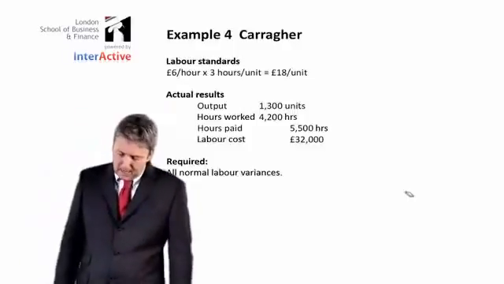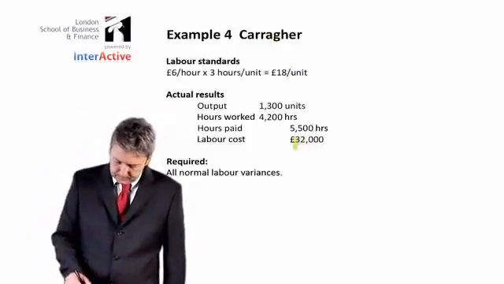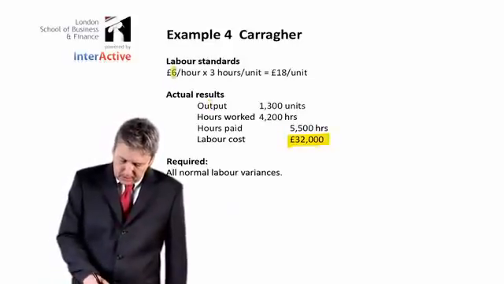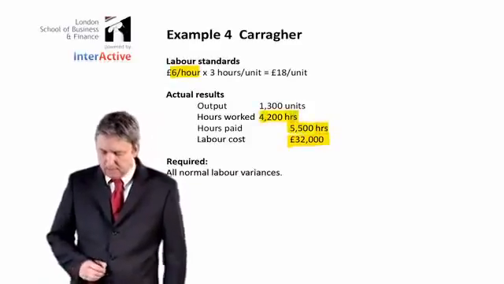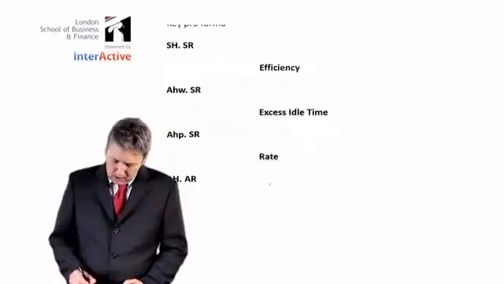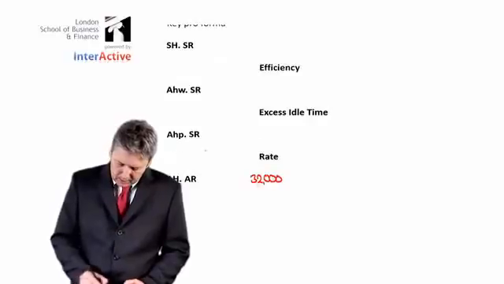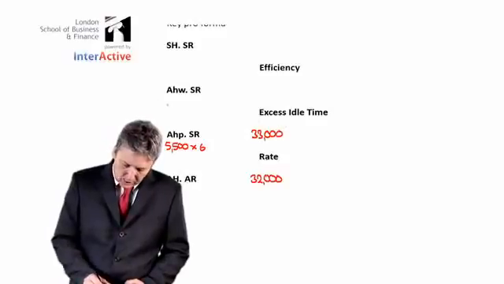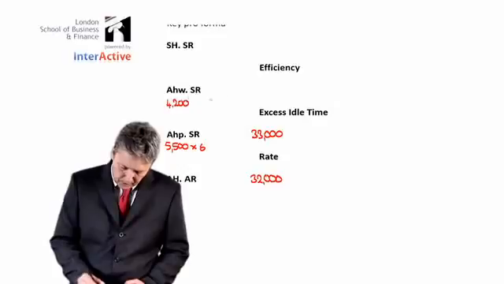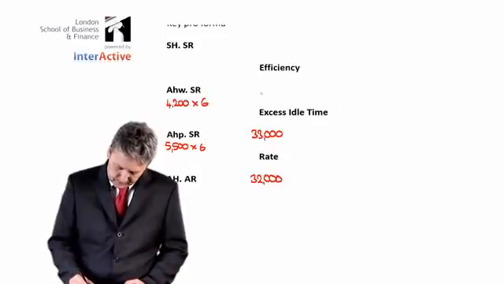Starting from the bottom, we have our labour cost of 32,000. And then we might as well pick these up at the same time. We know the rate per hour is 6, and the hours paid and worked are 5,500 and 4,200. So, actual hours, actual rate, 32,000. Actual hours paid, 5,500, multiplied by the standard rate of 6. That will come to something like 33,000. Actual hours worked, 4,200 multiplied by 6. That will come to 25,200.